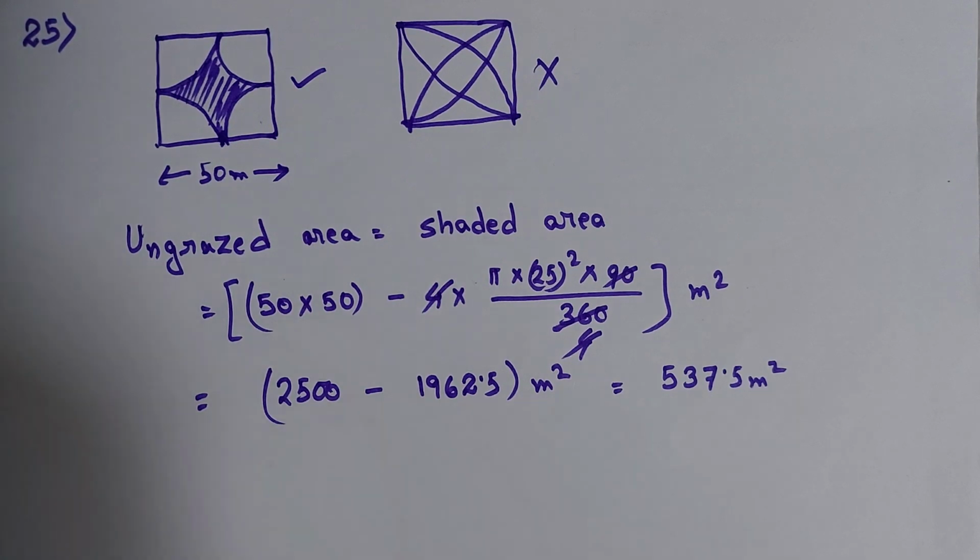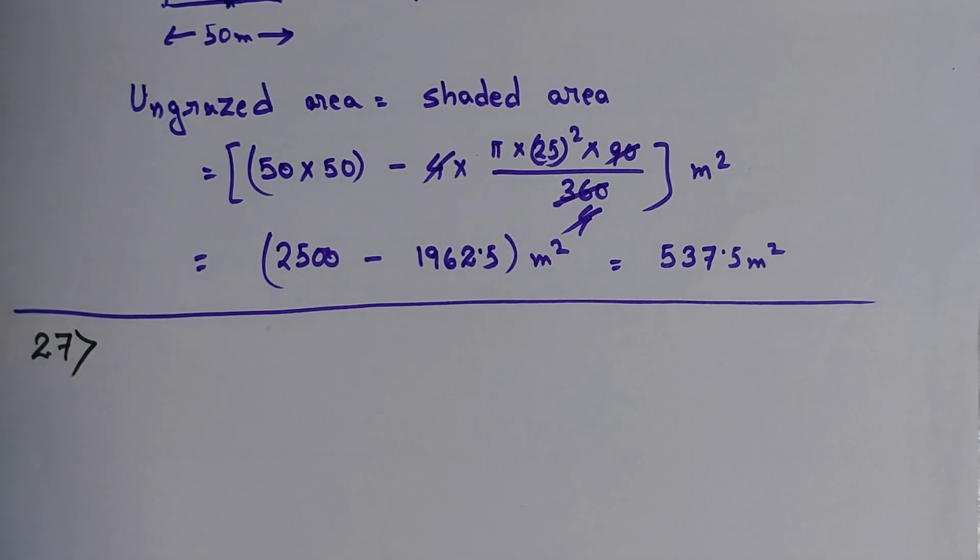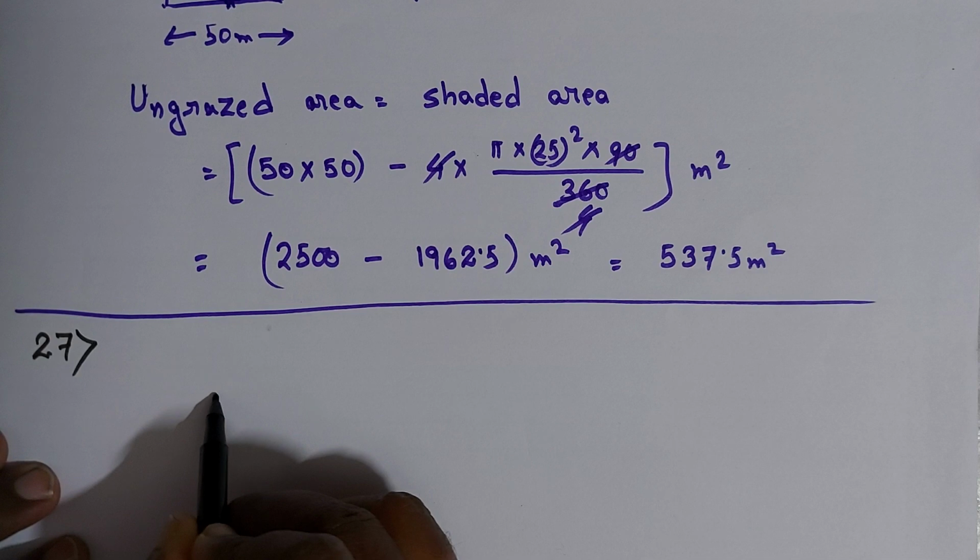Next is question number 27. In question number 27, the side of a square is 10 centimeter. Find the area of the inscribed circle and the area of the circumscribed circle. So let us determine. First we will draw the diagram.